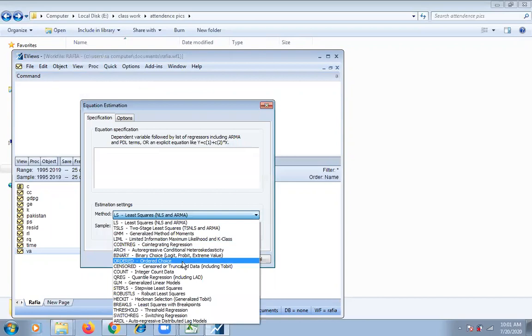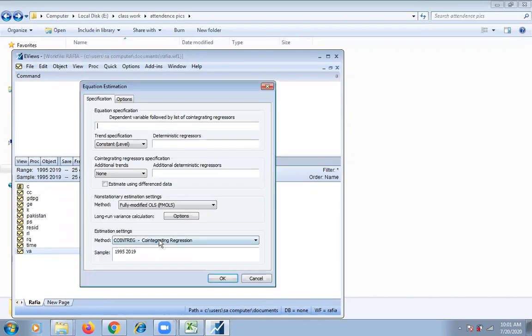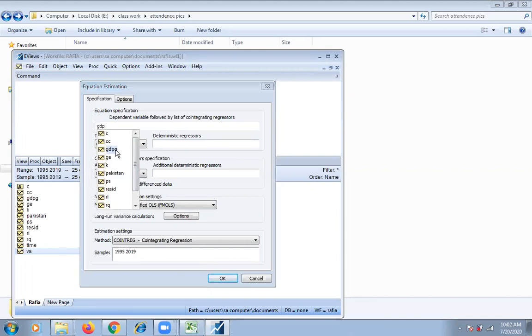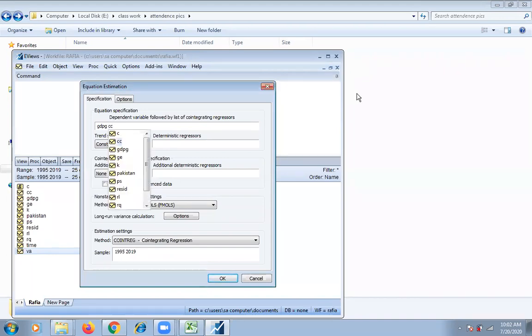Co-integration here. Here is the equation specification. Your specification is here. First you write down the dependent variable, followed by the list of co-integrating regressors. Dependent variable GDP. The second one is CC. The next one is government effectiveness. The next one is capital.